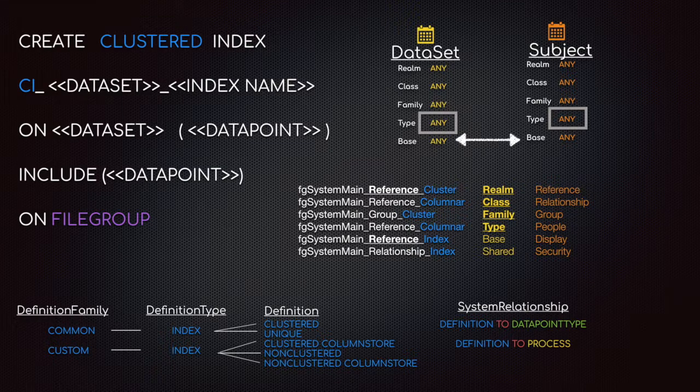And all of our realm class family types are or will be considered reference data because they're small and they don't change, so they'll always be on the reference file groups. So that's how we're going to build the file group and get it returned.